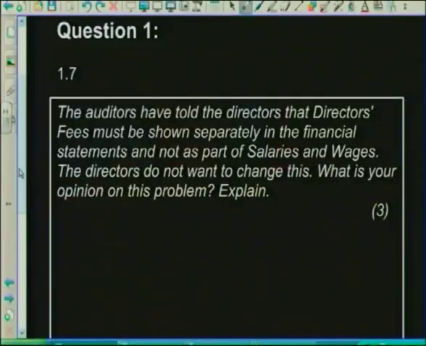Right, let's quickly look at our last question. 1.7, the auditors have told the directors that directors' fees must be shown separately in the financial statements and not as part of salaries and wages. The directors do not want to change this. What is your opinion on this problem? And then they're asking you to explain for 3 marks.